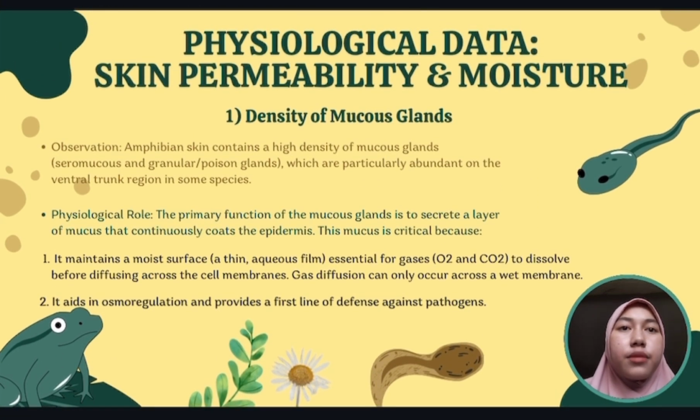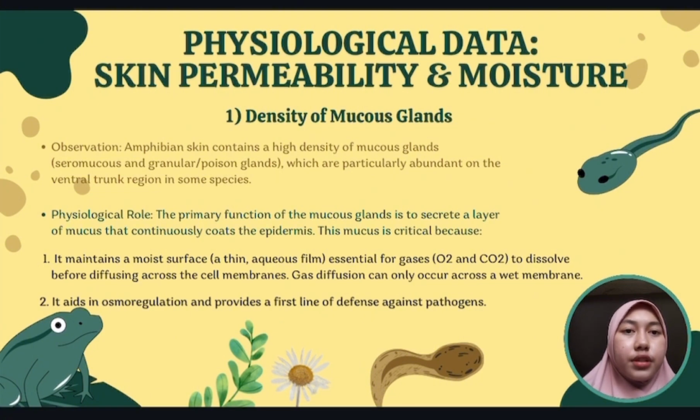Next, we're going to talk about skin permeability and moisture, which is first the density of mucous glands. From the observation, amphibian skin contains a high density of mucous glands, which are particularly abundant on the ventral trunk region in some species. Based on physiological role, the primary function of the mucous gland is to secrete a layer of mucus that continuously coats the epidermis. This mucus is critical because, first, it maintains a moist surface, essential for gases to dissolve before diffusing across the cell membrane.